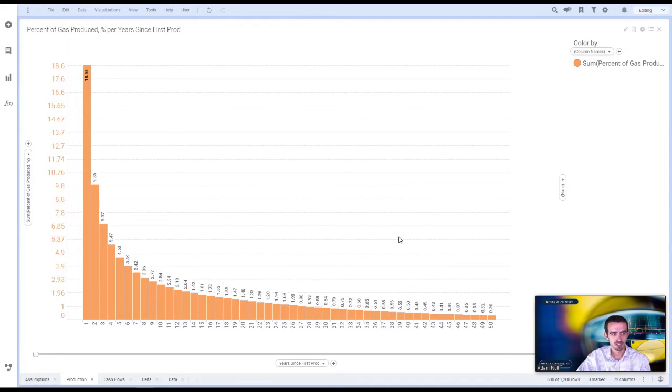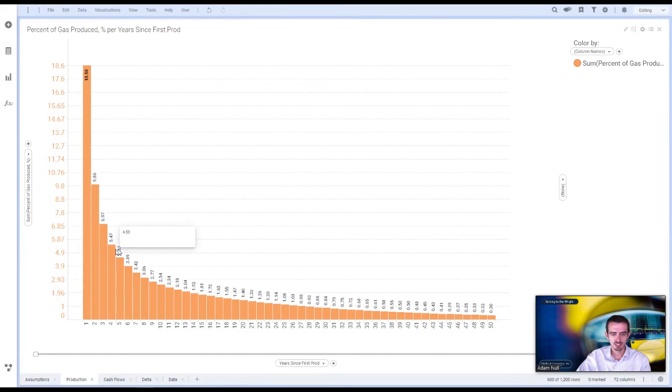that volume, what we're left with are these other bars, and these bars represent the percent of the EUR that is produced in any given year. Looking at our first year here, 18.6% of the gas is produced in the first year. The next year we're about at half of that at about 9.9. Third year 6.6%, 5%, etc.